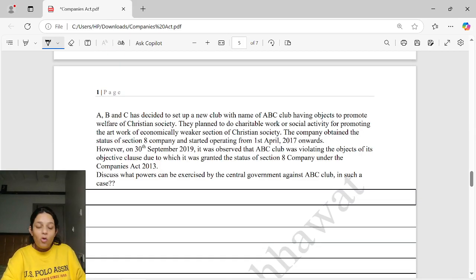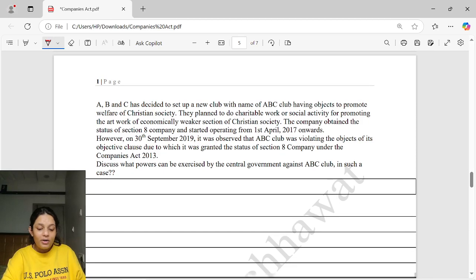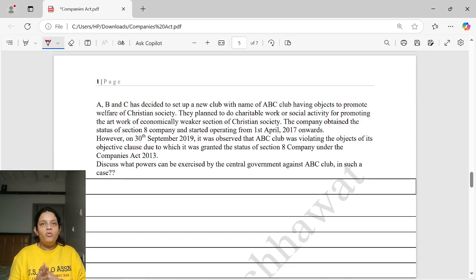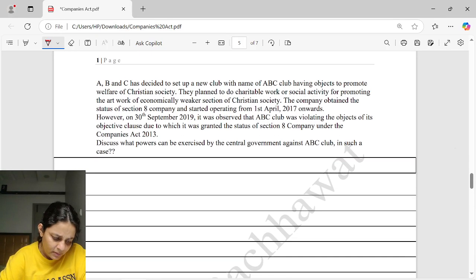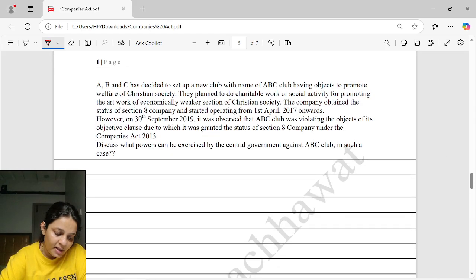Okay. It's been a long time that ICI has not asked us any question from Section 8 company. So I just chose this one Section 8 company also to discuss. A, B, and C have decided to set up a new club with the name of ABC Club, having objects to promote welfare of Christian society. They plan to do charitable work or social activity for promoting the art of the week. The company obtained the status of Section 8 company and started operating from 1st April 2017 onwards.